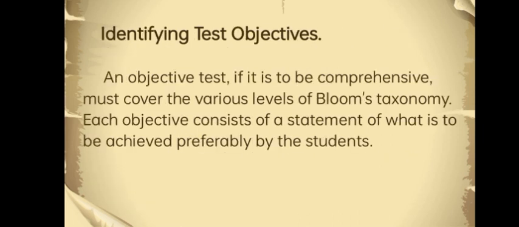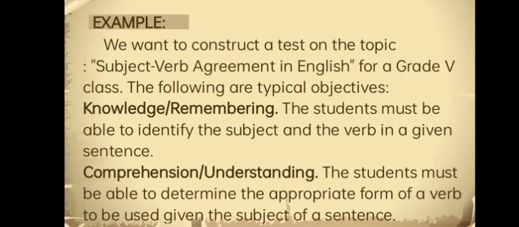So first, identifying test objectives. When we say identifying test objectives, an objective test, if it is to be comprehensive, must cover the various levels of Bloom's taxonomy. Each objective consists of a statement of what is to be achieved, preferably by the students. So, for example, we want to construct a test on the topic subject-verb agreement in English for a grade 5 class. The following are the typical objectives.